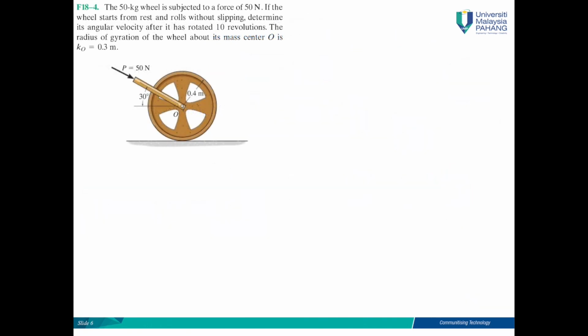Now let's go straight to an example. A 50 kg wheel is subjected to a force of 50 Newton. If the wheel starts from rest, which is a keyword, and rolls without slipping, another keyword here, determine its angular velocity. This is the parameter that we have to calculate after it has rotated 10 revolutions. The wheel is not a homogeneous solid, so the radius of gyration is given: KO equals 0.3 meter.